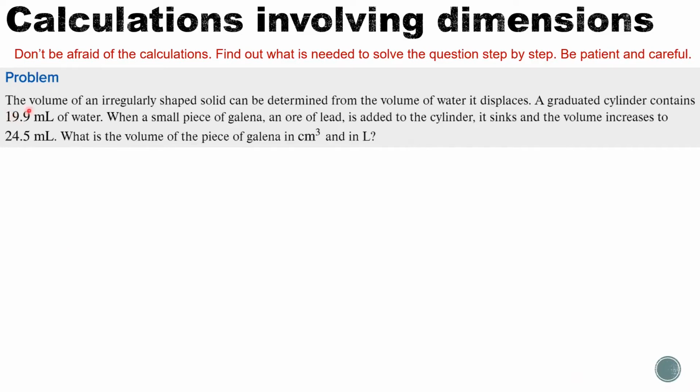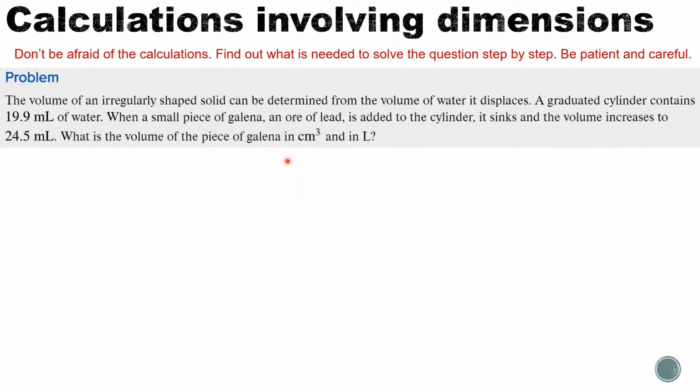This is a question from the textbook. The volume of an irregularly shaped solid can be determined by the volume of water it displaces. A graduated cylinder contains 19.9 milliliters of water. When a small piece of galena, an ore of lead, is added to the cylinder, it sinks and the volume increases to 24.5 milliliters. What's the volume of the piece of galena in cubic centimeters and in liters?